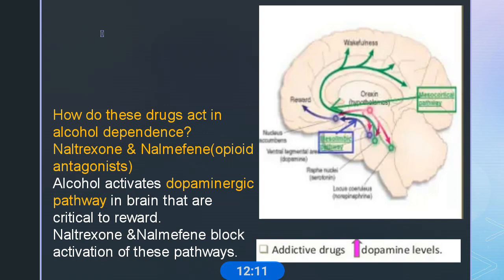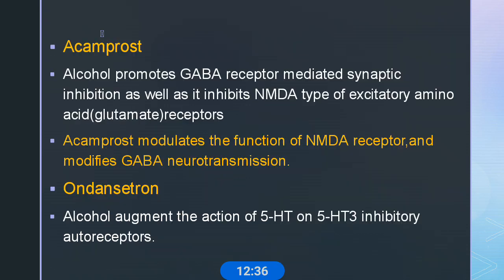How do these drugs act in alcohol dependency? Naltrexone and nalmefene are both opioid antagonists. Usually alcohol activates dopaminergic pathways in the brain, and these drugs mainly block the activation of these pathways. Addictive drugs usually increase dopamine levels. Acamprosate: alcohol promotes GABA receptor-mediated action and also inhibits NMDA receptors, so acamprosate modulates the function of NMDA receptors and modifies GABA transmission. Ondansetron acts on the 5-HT receptors.